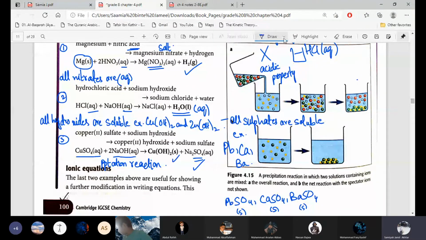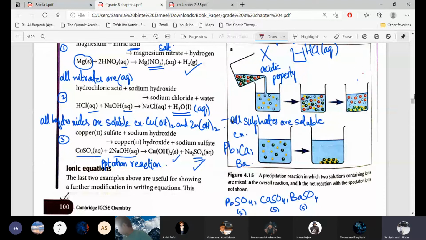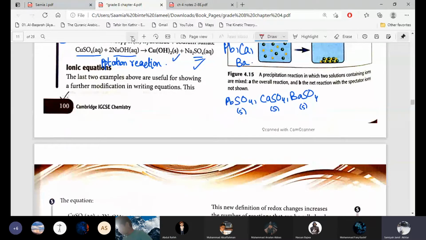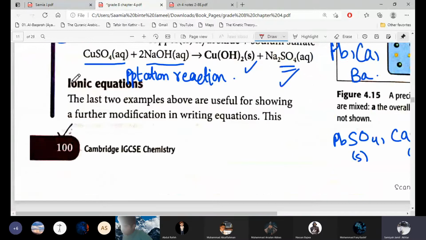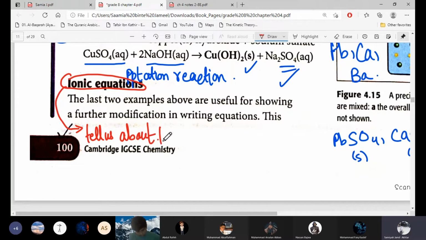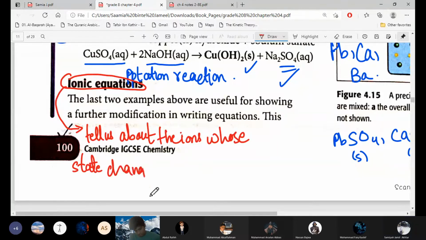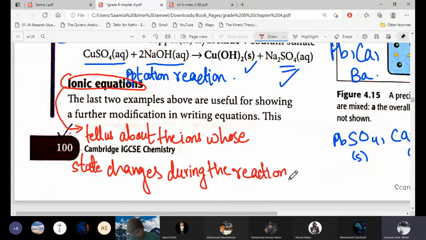Okay, then we have ionic equations. How to write the ionic equations and what are ionic equations. So first of all, write the definition, what is an ionic equation and what it tells us. An ionic equation tells us about the ions whose physical state changes during the reaction.